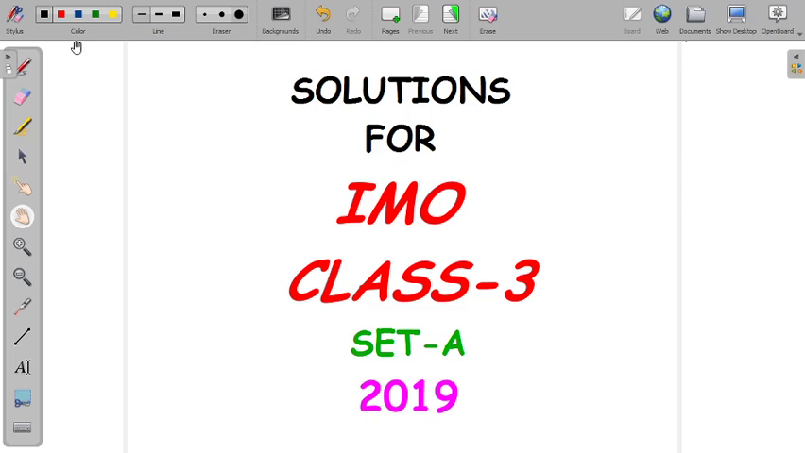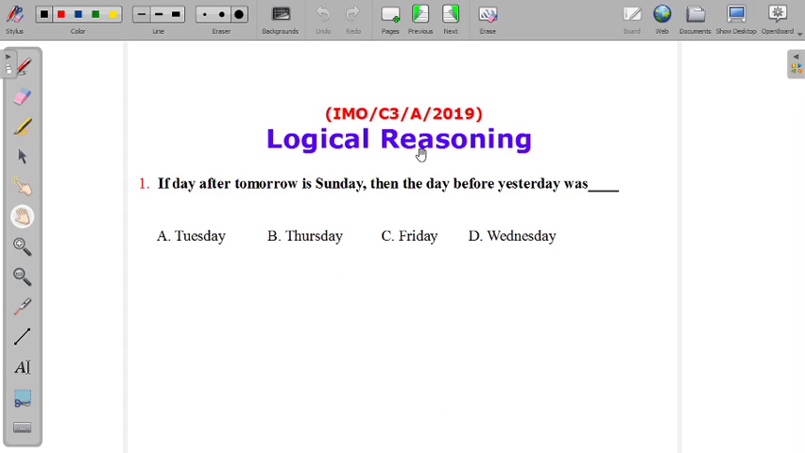Let us go one by one through each question and see how we can get the solution easily. The first question: if day after tomorrow is Sunday, then the day before yesterday was what? You only know the day after tomorrow, but you know the relationship between day after tomorrow, today, tomorrow, yesterday, and day before yesterday. Just write down those relationships quickly, then you can easily find out.